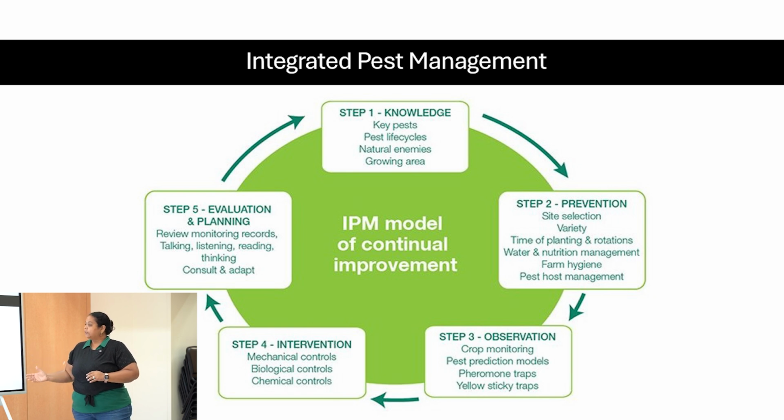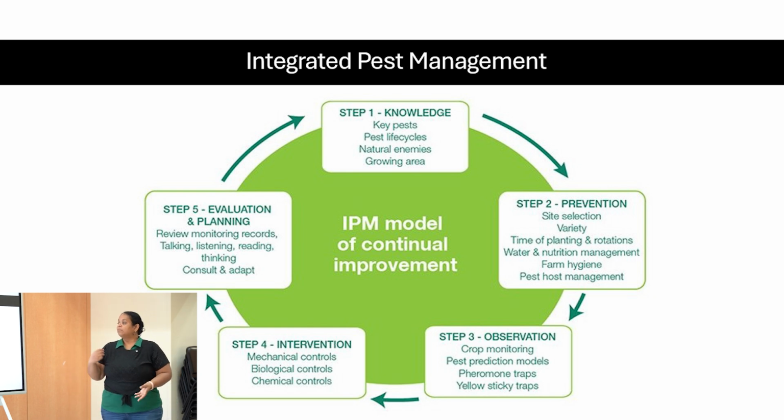Then your step two is to look at how you could prevent this problem from occurring. Is it a situation of where you put the system? If you have weeds and other plants around it that are adding to the problem, or you're not cleaning your system properly, you don't have those management things in place. So step two is evaluating how you can prevent this from happening.